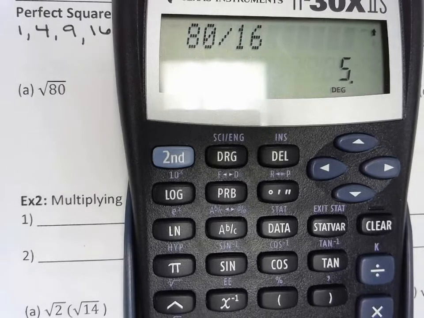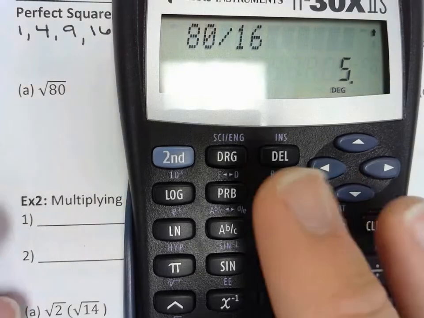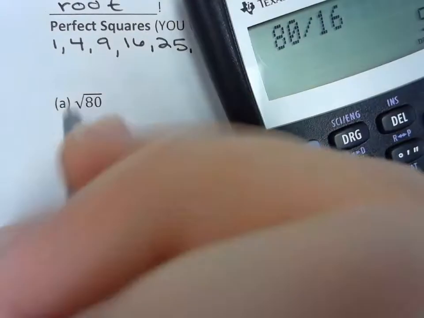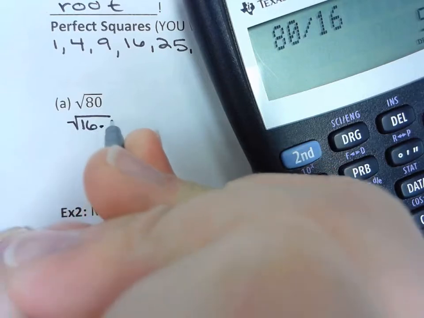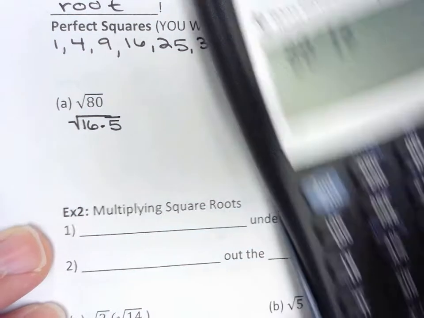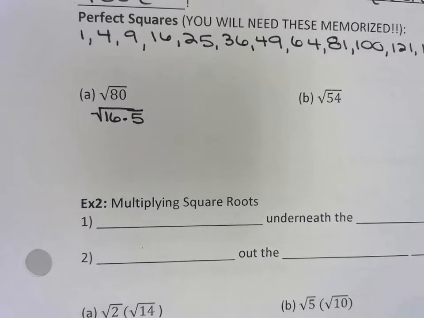So unless you can think about it in your head, you don't have to do that step-by-step process. If you can't, start with the biggest perfect square that's right underneath it, and then just work your way down and start dividing. So I'm going to rewrite 80 as the square root of 16 times what? 5. So all I'm doing is I'm writing 80 as a perfect square times something else. And you want to pick the biggest perfect square. Now what is the point of getting a perfect square in there?